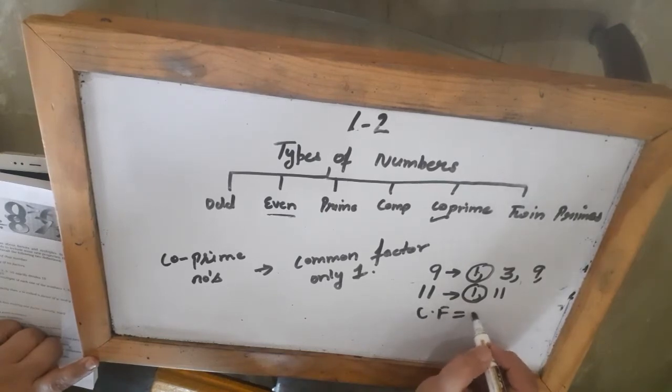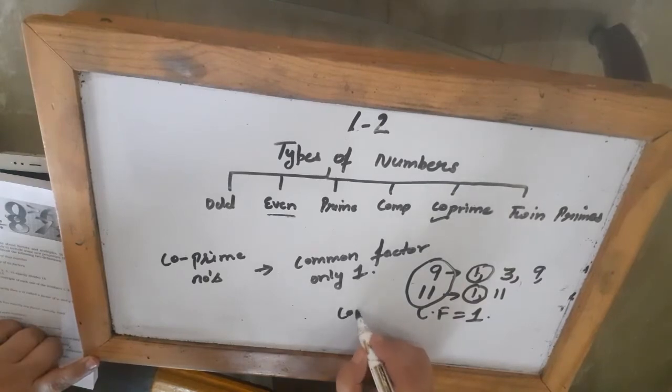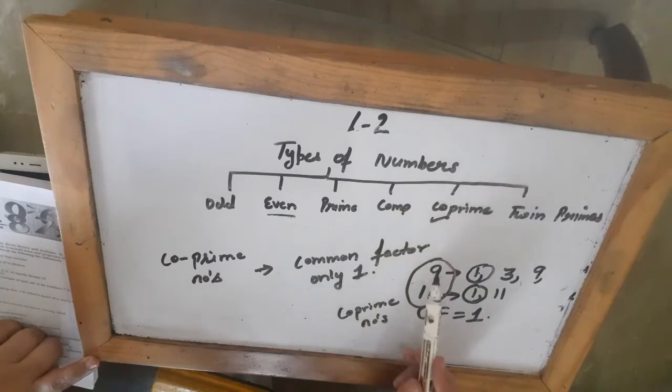So because this has a common factor only 1, these two are what? These two are co-prime numbers. So what are co-prime numbers? The two numbers which have common factor only 1.